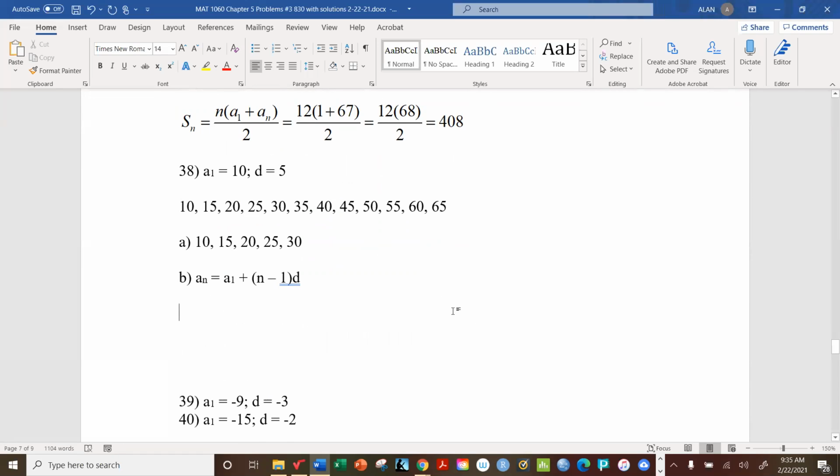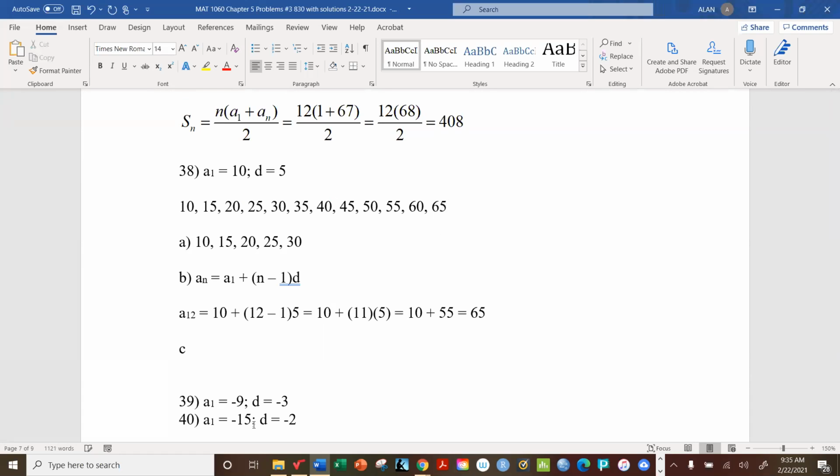And then you get A12, 10 plus 12 minus 1 times the common difference of 5, which is 10. Uh-oh, did we do something wrong here? 1, 2, 3, 4, 5, 6, 7, 8, 9, 10. No, that's it. No, we got it right. Okay, good. And of course, we've already seen that that was true by writing them out.